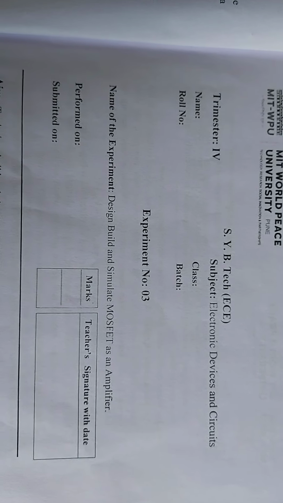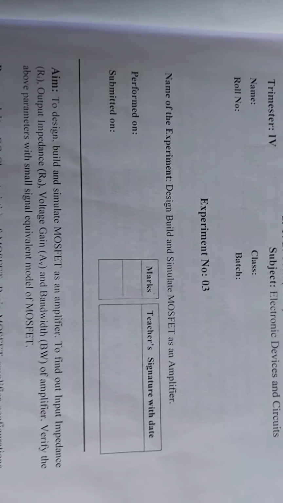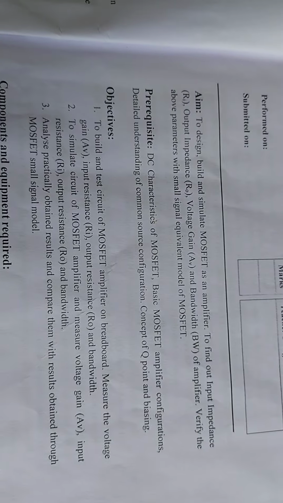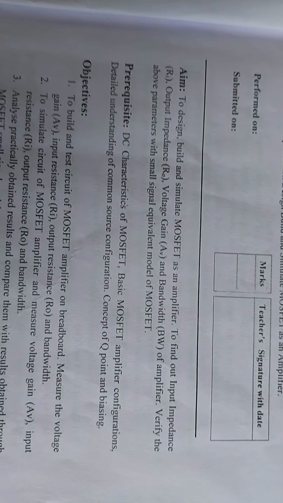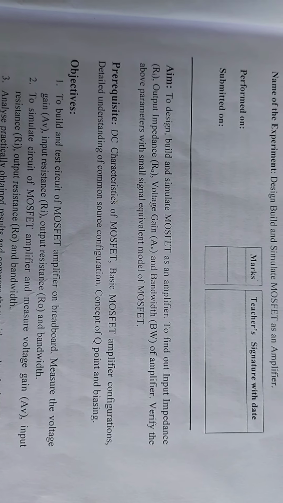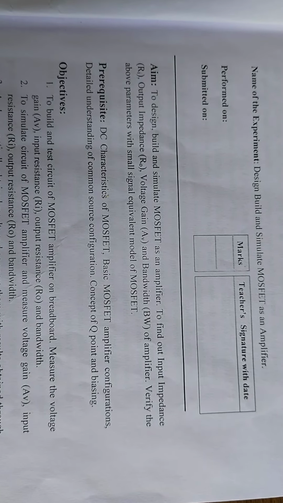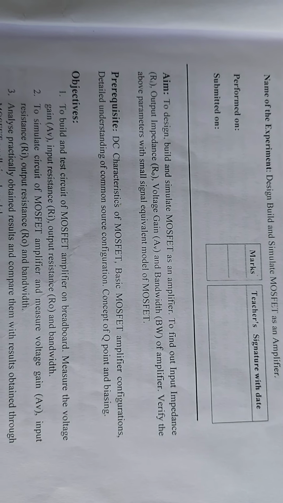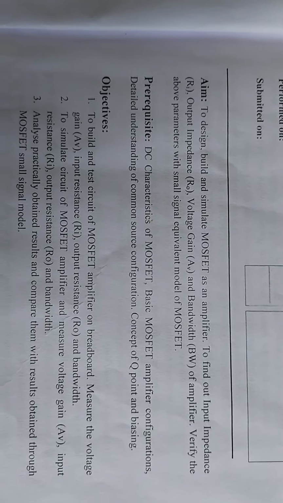Let us start with experiment number 3, design, build and simulate MOSFET as an amplifier. The aim of this experiment is to design, build and simulate MOSFET as an amplifier to find out input resistance Ri, output impedance Ro, voltage gain AV and bandwidth BW of the amplifier. We have to verify the above parameters with the small signal equivalent model, and cross check whether the values which we are getting are correct or not.